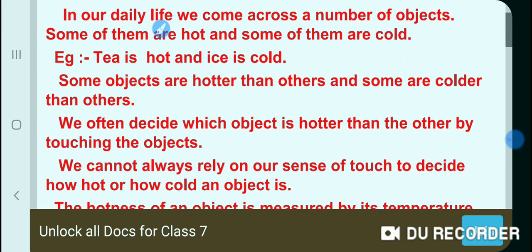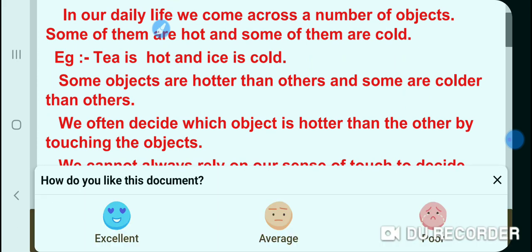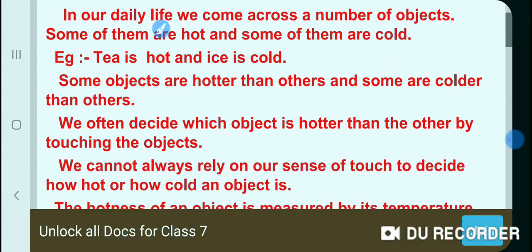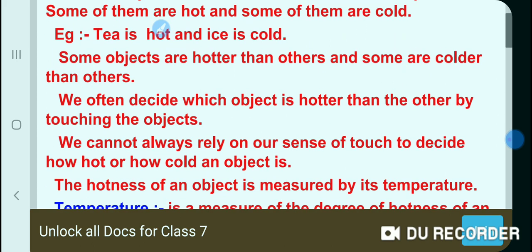Some objects are hotter than others and some are colder than others. That is the comparison of hotness and coldness. We often decide which object is hotter than the other by touching the objects. In your daily life, you touch different types of objects and you just say that it is hot or that it is cold.